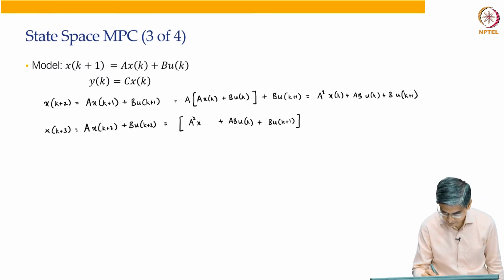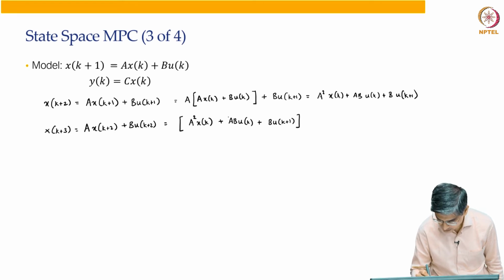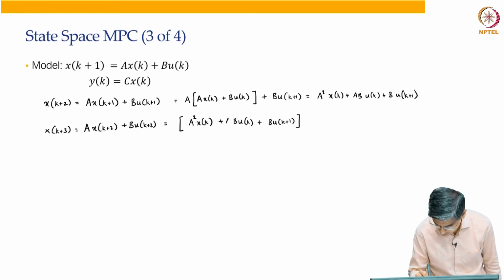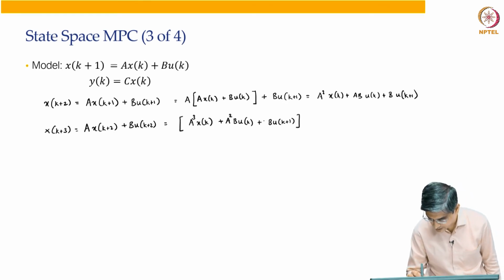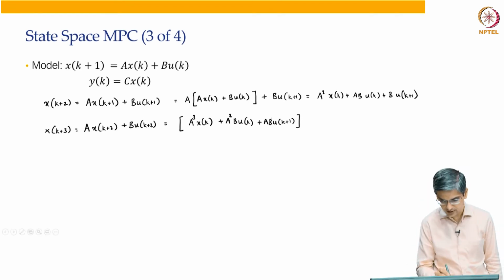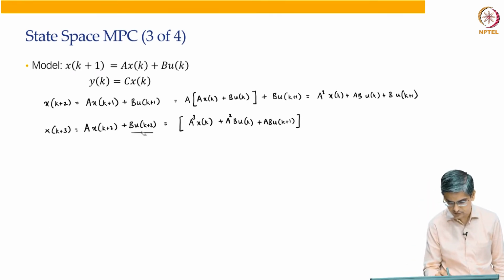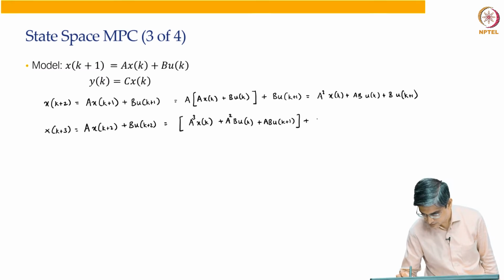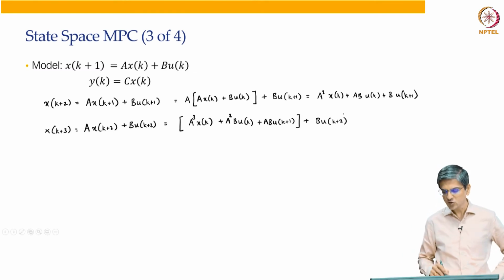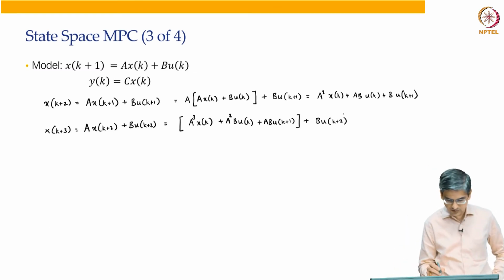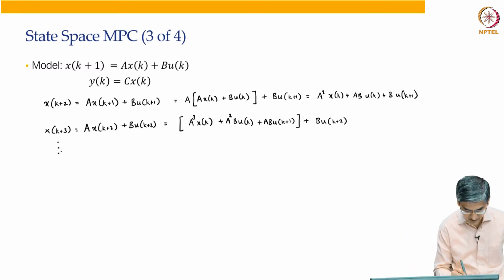So, this a will take it inside and this becomes a cube x k plus a square b u k plus a b u k plus 1, and now we have this particular term plus b u k plus 2. Okay. So, now you can probably see some pattern emerging. Again, we have done this before. So, we can write this down.